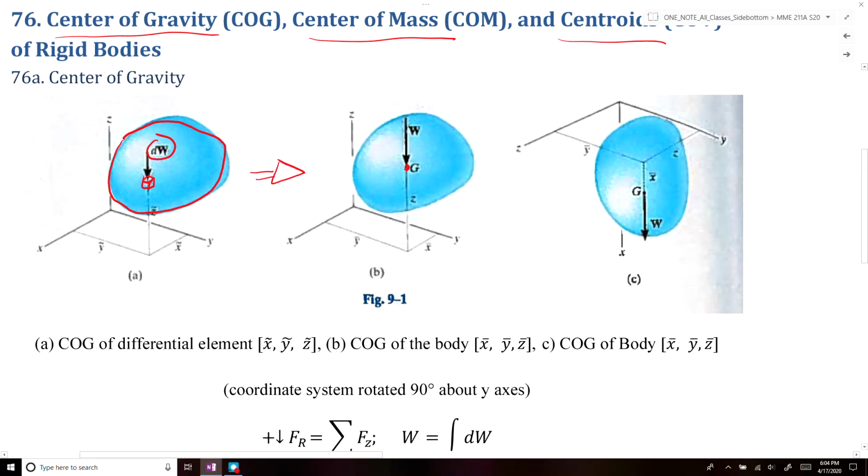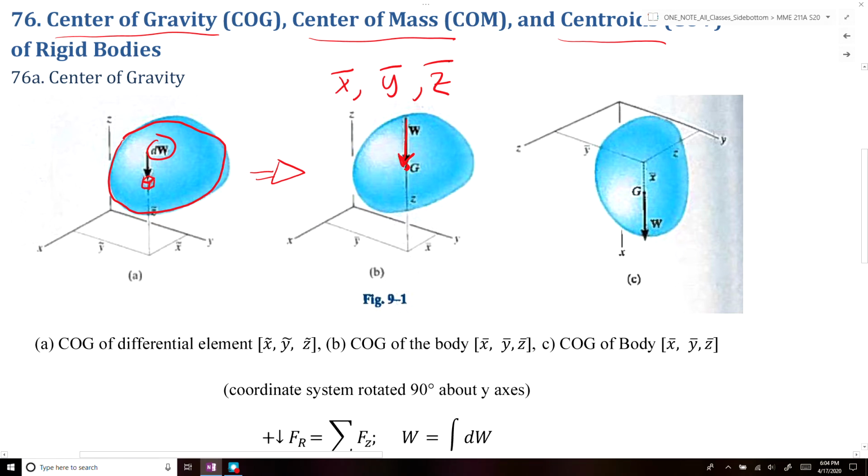So we would be able to calculate the total weight of our rigid body and where that total weight is being applied. That location is called our center of gravity, and its location in the XYZ coordinate system will be found using x bar, y bar, and z bar.